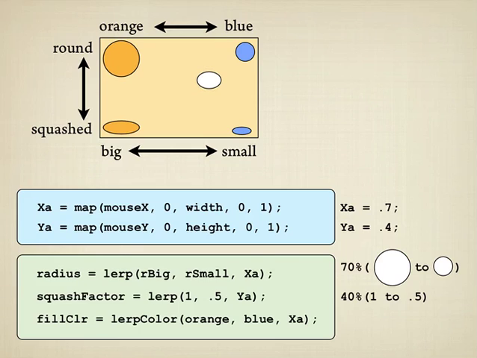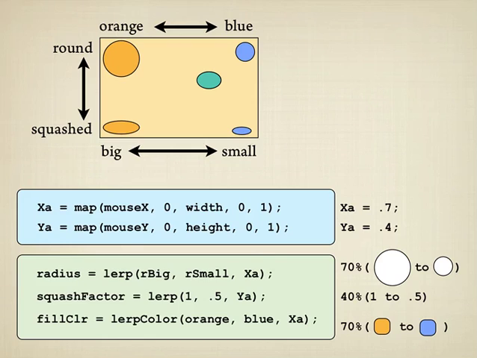Finally, we have lerpColor, where we're going to use XA again and go 70% of the way from orange to blue. And looking back up at our graphics window, I'll go ahead and change that. So now we have a more bluish kind of an ellipse. And we've now used map and lerp to draw our ellipse.